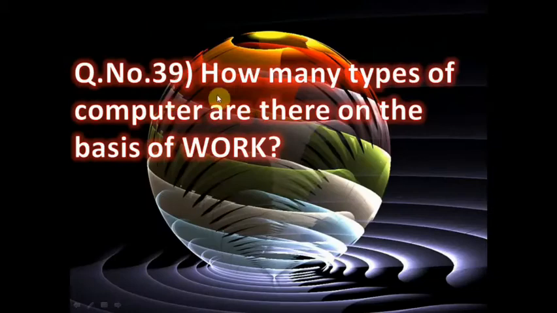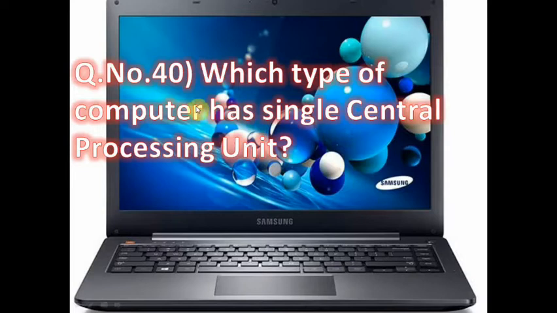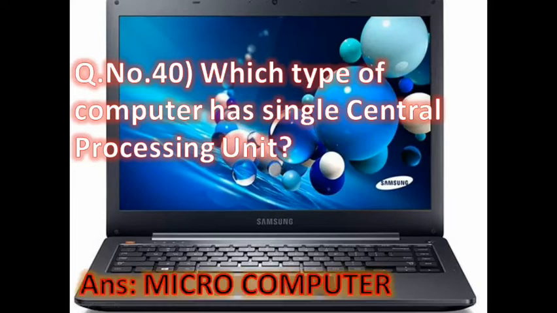Now next question number 39, how many types of computers are there on the basis of working principle? Three types of computer: analog computer, digital computer and hybrid computer. And the very last question is question number 40, which type of computer has a single central processing unit? Microcomputer has a single central processing unit.